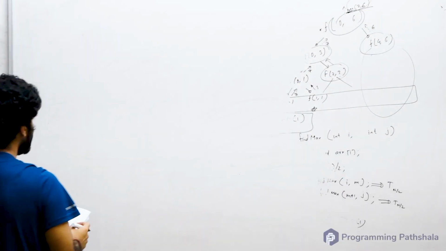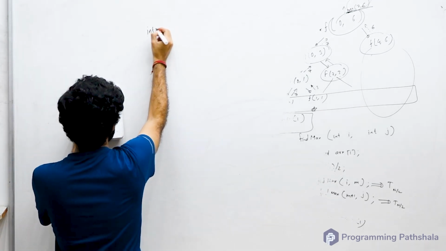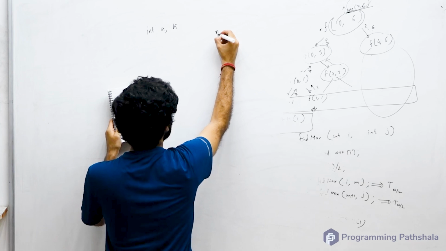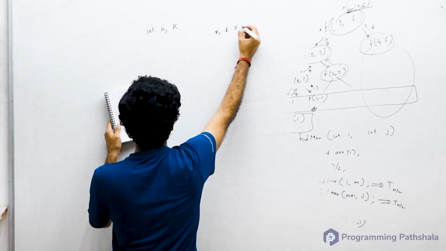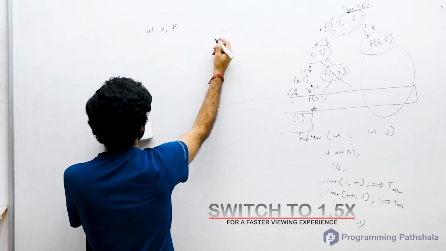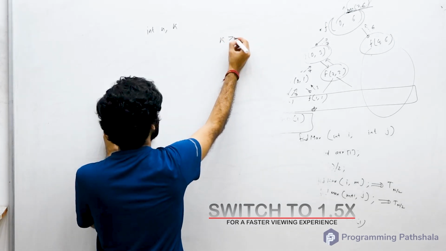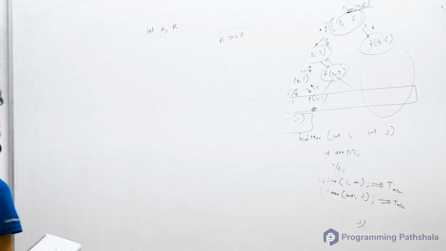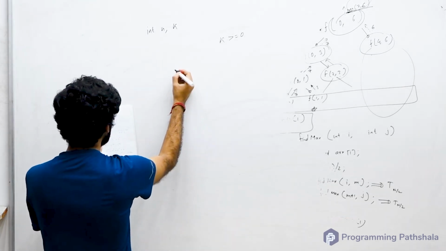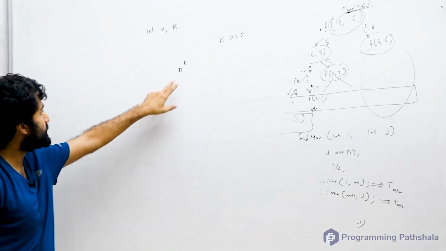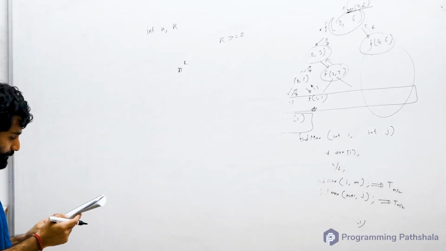The question is simple: you have been given two integers n and k. Assume for now that k is greater than or equal to 0. And I want you to output n raised to power k.